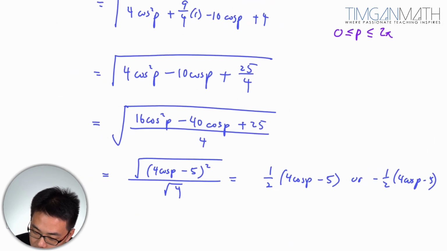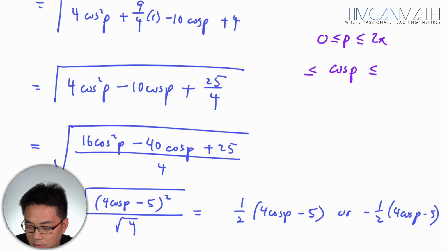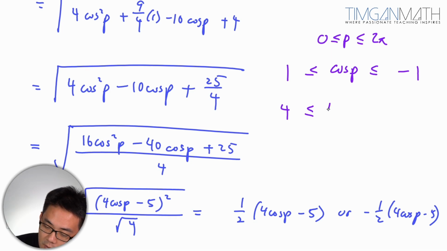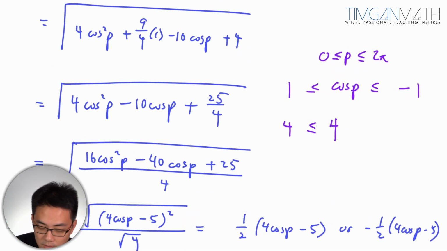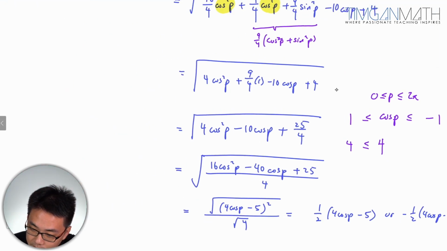Then after which we just take cosine p on both sides. Cosine 0 will just be 1, and cosine 2 pi will be negative 1. And essentially, for cosine p, you need to multiply by 4 for 4 cosine p. Oh, sorry, this is not how you do it. Hold on. My bad. For this inequality here, this is really bad.